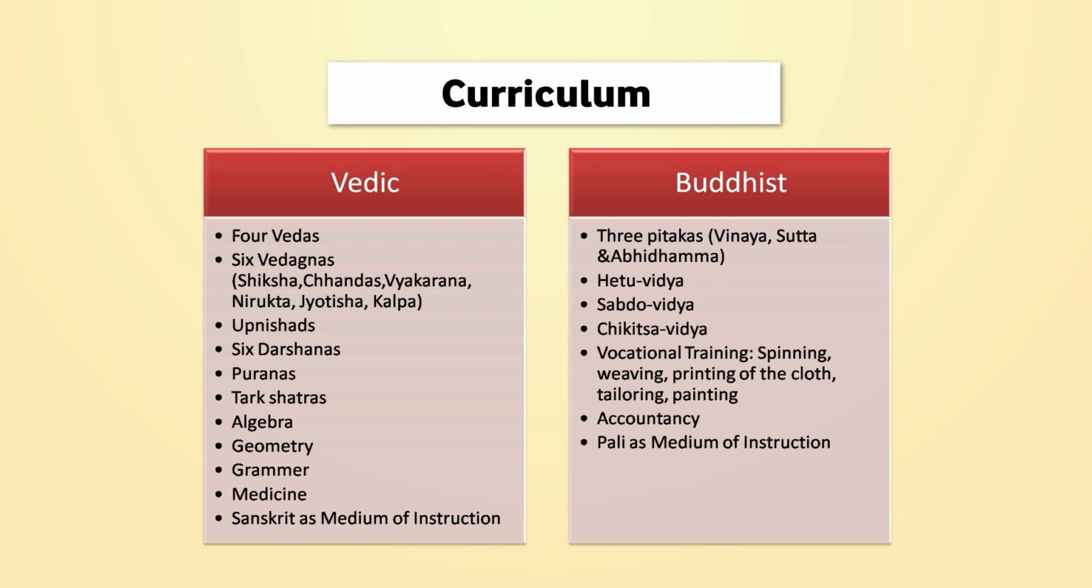The medium of instruction during the Vedic period was Sanskrit, whereas in the Buddhist period the focus was on the Tripitakas, Vinaya, Sutta and Abhidhamma. Importance was also given to logical reasoning, grammar, medicine, along with vocational training and accountancy. It is important that in the Vedic period physical education, for example archery and wrestling, was given more importance, and the physical development of the students was given priority at that time. In the Buddhist period, the medium of instruction was Pali, the language of Buddhism. This is the major difference you can see between the curriculum of the Vedic and Buddhist periods.